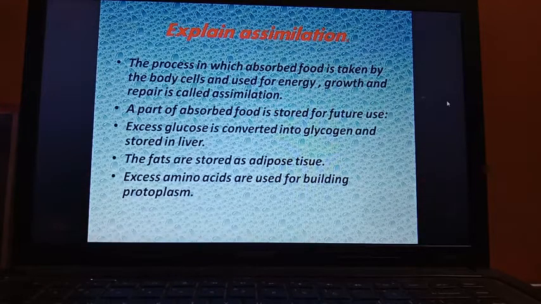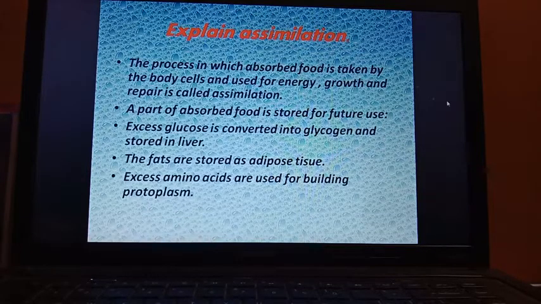Next is the fill in the blanks. First, bile neutralizes the acidic medium of the gastric juice. Number 2, liver is the largest gland in the human body. Then number 3, the partially digested food is known as chyme, C-H-Y-M-E, chyme. Number 4, removal of undigested food is called egestion. Number 5, esophagus is a part of digestive system but no digestion takes place in it.